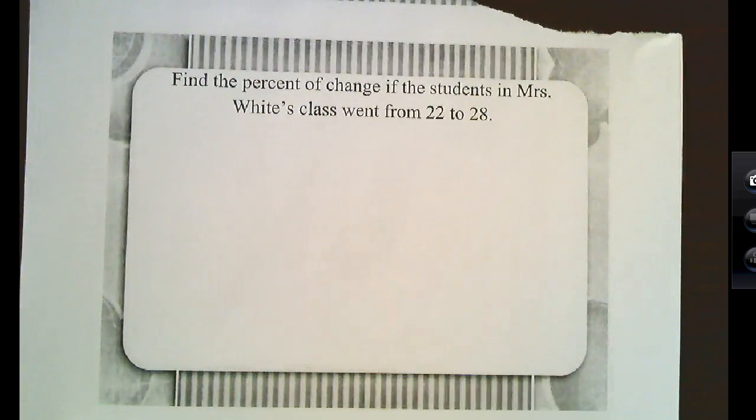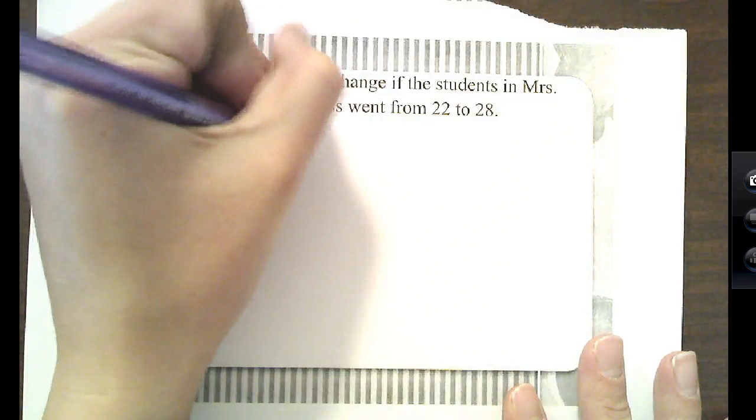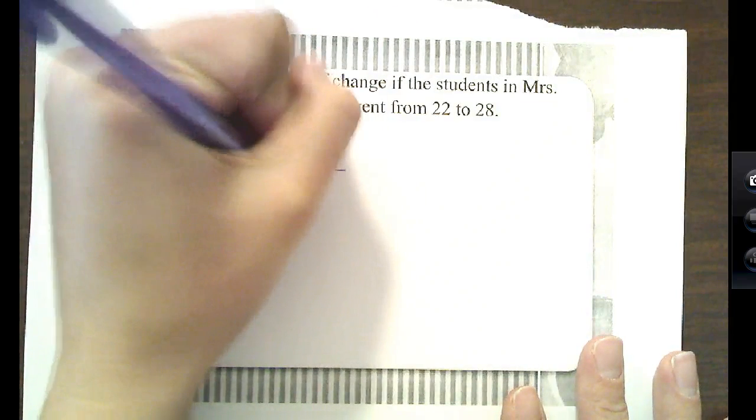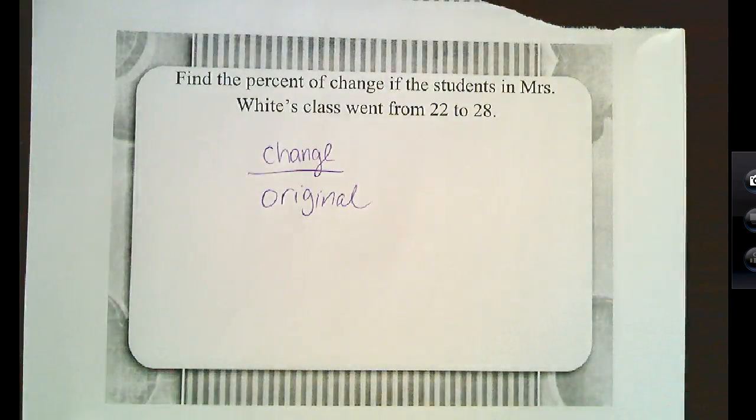All right, next question. Percent of change. I'm going to give you a hint for percent of change. And it wants the percent of change, so your answer should be a percent. Yeah, that's fine. We can round it.